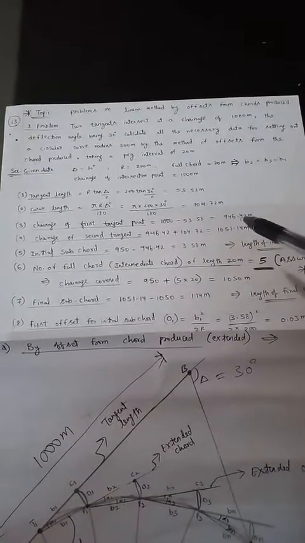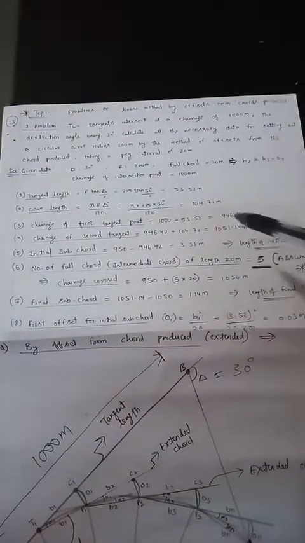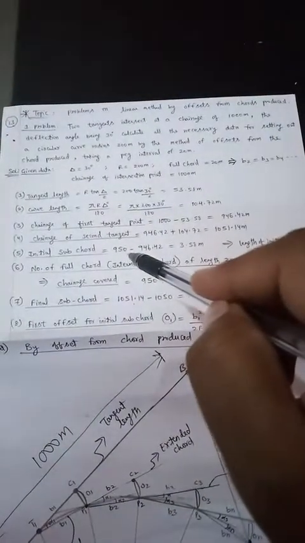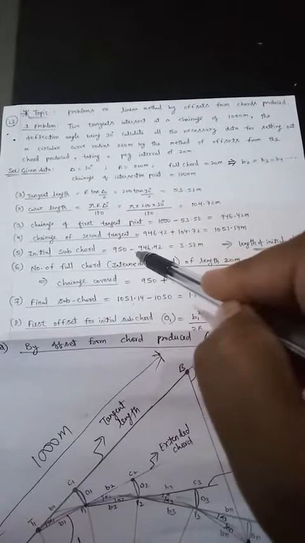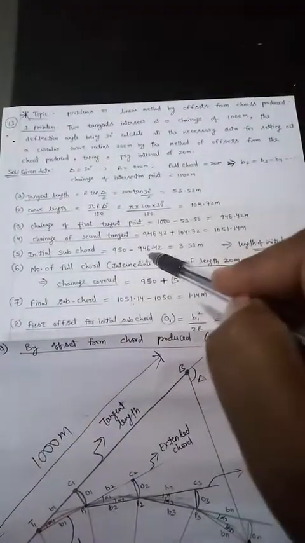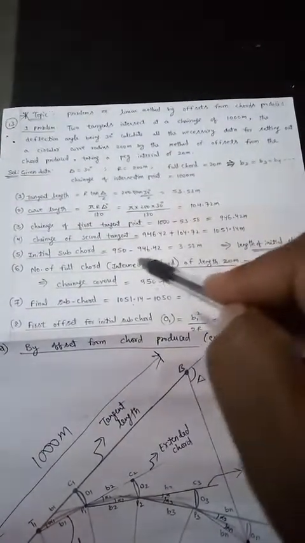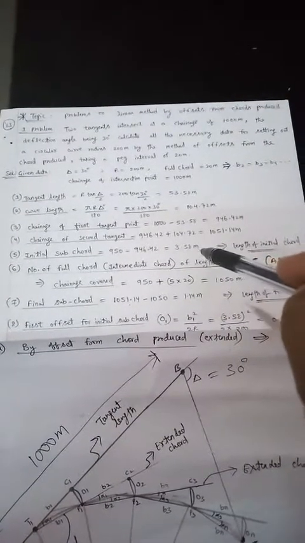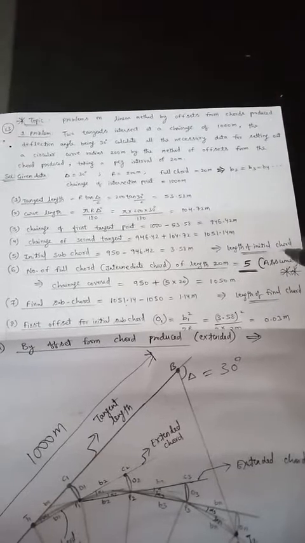9446.42 meters. So you have to take the value greater than this, so we are taking 950 meters, minus this value. So finally we will get the initial subchord as 3.58 meters. This is the length of the initial chord.